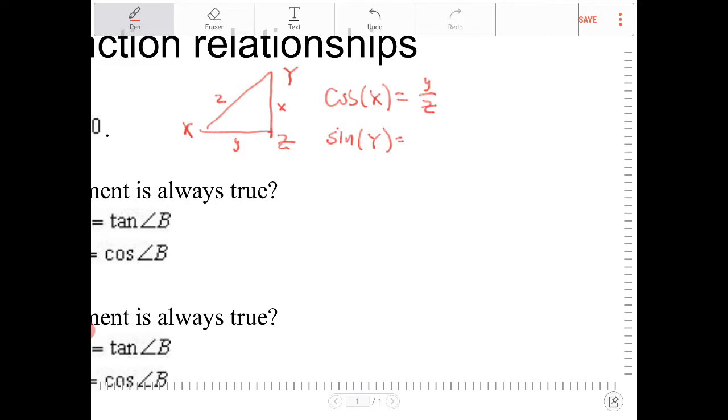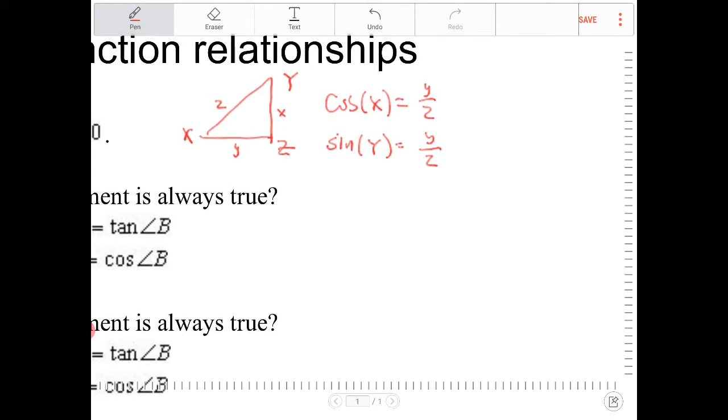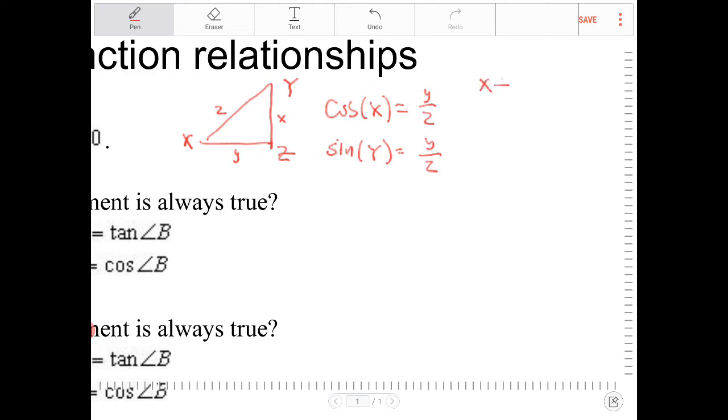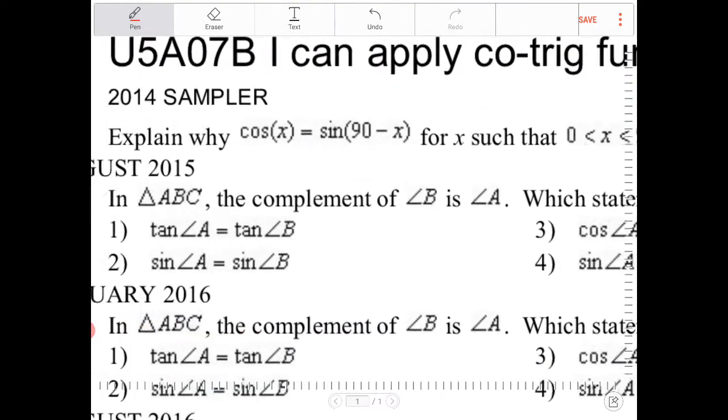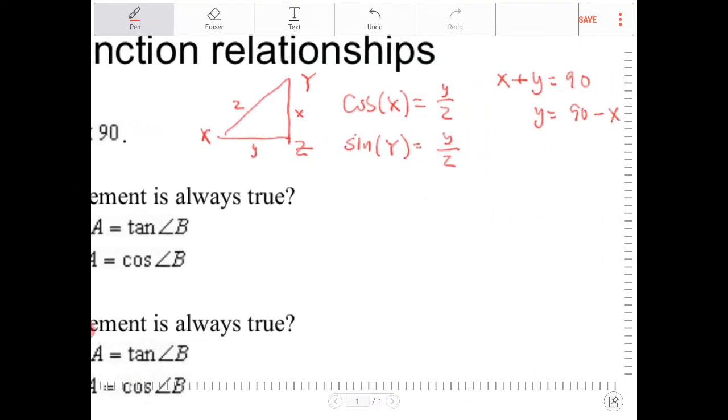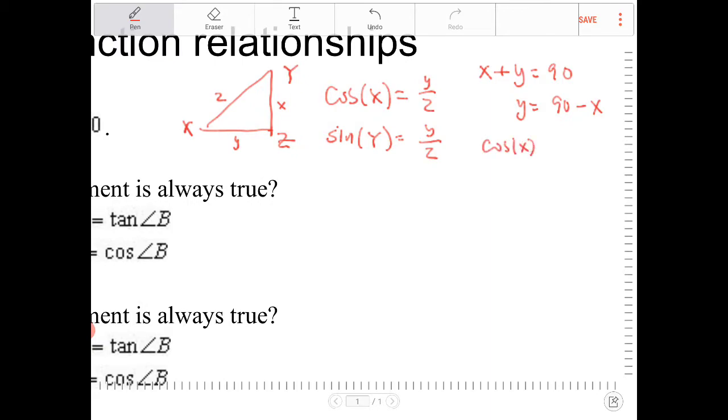that will be equivalent to what? Lowercase y over lowercase z. And if you haven't noticed, they're equivalent. And what's the relationship between y and x? Well, y and x are complementary. So therefore y is equivalent to 90 minus x. So if y is equivalent to 90 minus x, then I can make that substitution. And I can say cosine of x is equivalent to sine of 90 minus x. And that's it.